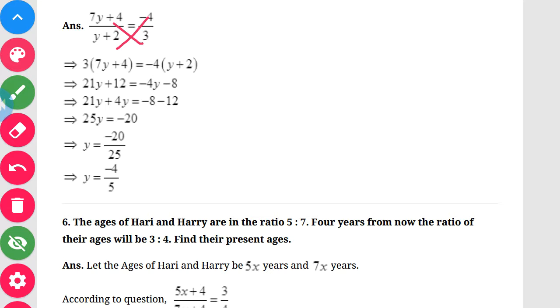So 3 into 7 is nothing but 21y, and plus sign as it is, 3 into 4 is 12. Minus 4 into y is minus 4y. Minus into plus becomes minus, and minus 4 into 2 becomes minus 8. So I hope whatever we have done is just we have multiplied it and we have opened up the bracket as per our BODMAS rule.